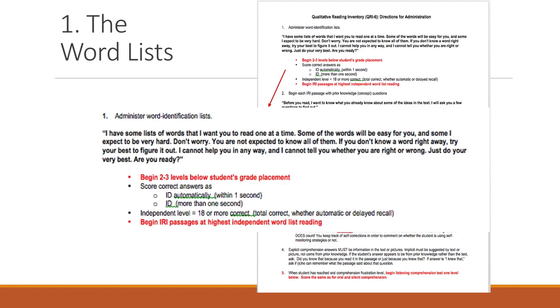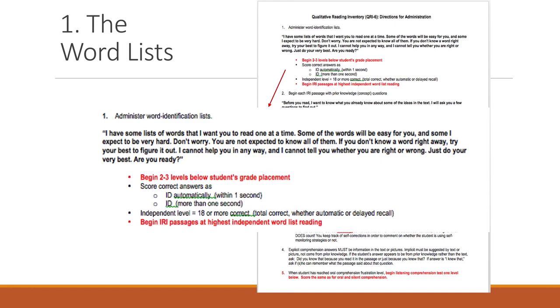So when we start out, we're going to start administering the word lists. And the reason that we give the word lists is to actually find a starting point for administering the passages. Oftentimes we don't have a lot of knowledge about the students that we're testing. This is a kind of quick and easy way of finding a good starting point. We don't use the word list scores for anything other than finding out where to start the passages.